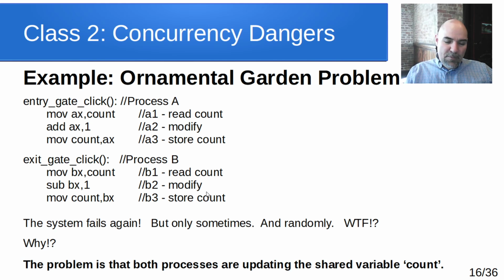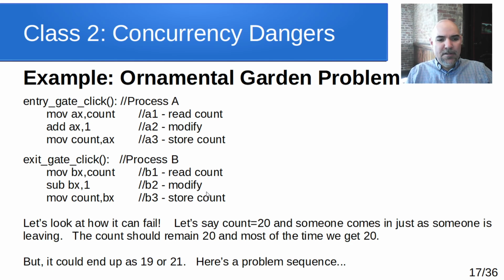And again, the problem isn't the register like that. The problem here is that shared update of that variable count. So let's look at how it can fail. Let's say the count is equal to 20. There are 20 people in the garden, and someone comes in just as someone is leaving. So the count should remain 20, and most of the time when we run this, we would get 20.